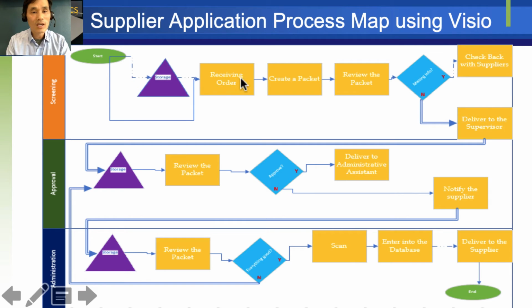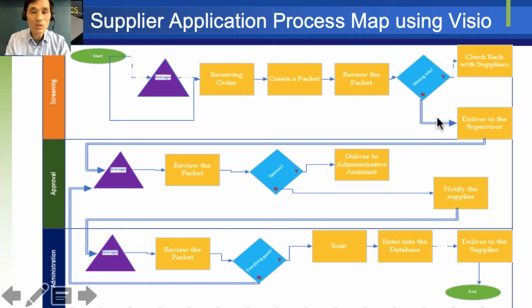Somebody receives orders and it goes to creating a packet, and then it moves to review the packet, and we reach a decision point here, whether it has missing info or not. If it has missing info, it has to be turned back or communicated with the applicant. If everything is filled, then it goes to the next step. If not, it stays there. So I think yes and no should be changed here. So yes, come here, and no there, and that's my mistake. And I'm sorry, there's no missing information.